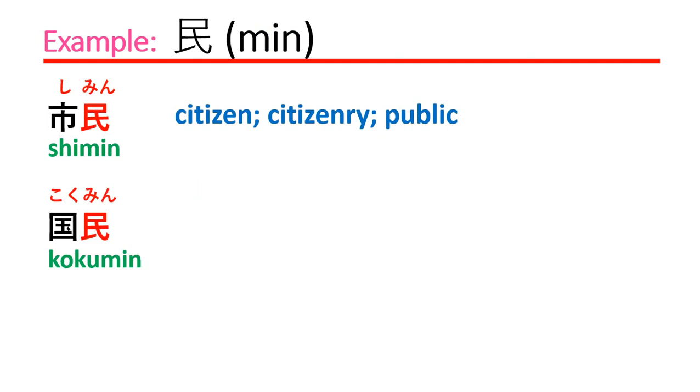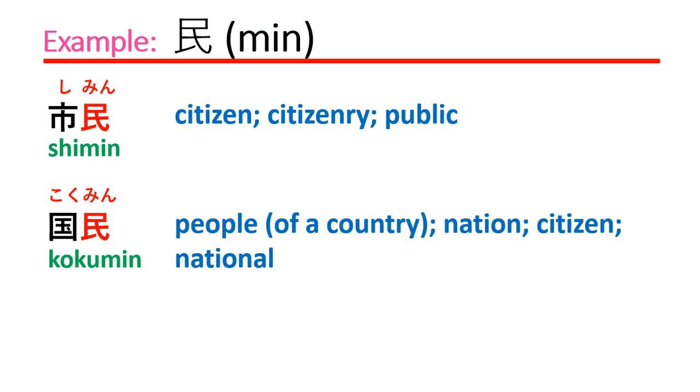Kokumin means people of a country, or nation, or citizen, or national. You see that Koku has the meaning of country, right? So it means the people in the country, the nation or the citizen or the national. They have the meaning like this. When you translate to English, it depends on the sentence or the situation you are talking about. So you just know the meaning of the kanji, right?